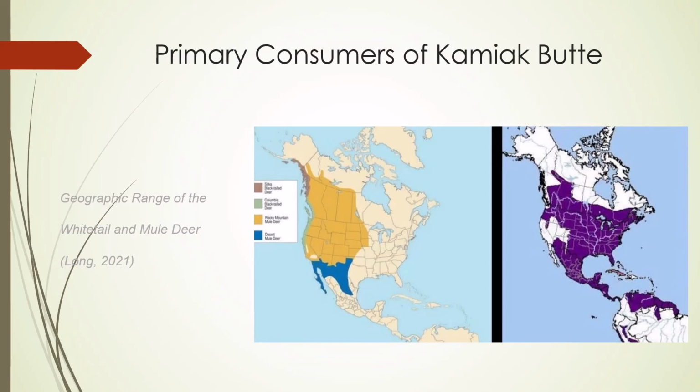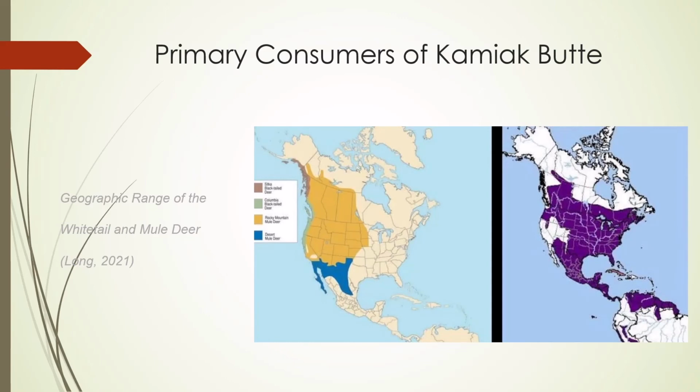Deer are primary consumers, as their diet consists almost entirely of plant life. In Kamiak Butte, as well as the surrounding Palouse, there are two main species of deer that can be found, the white-tailed deer and the mule deer. These two species likely share a fairly recent common ancestor and have some similarities in terms of diet and behavior.